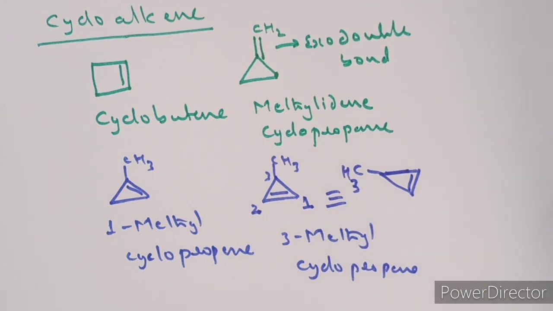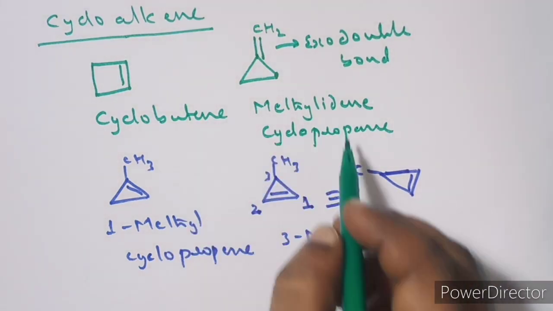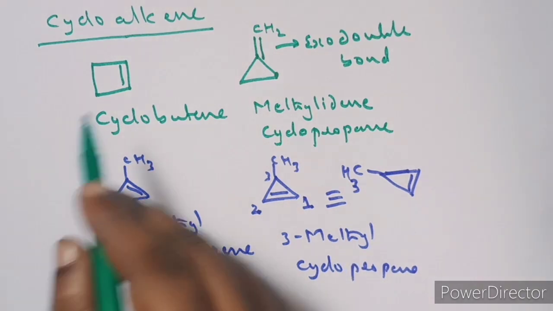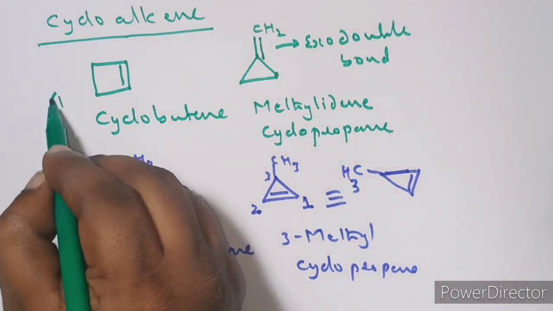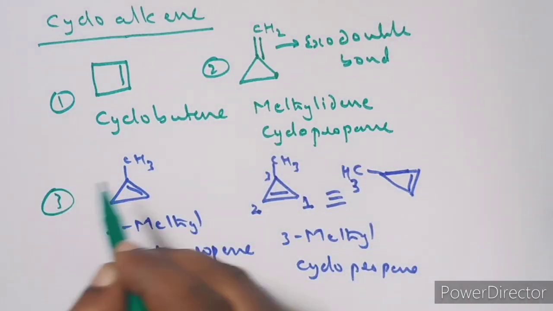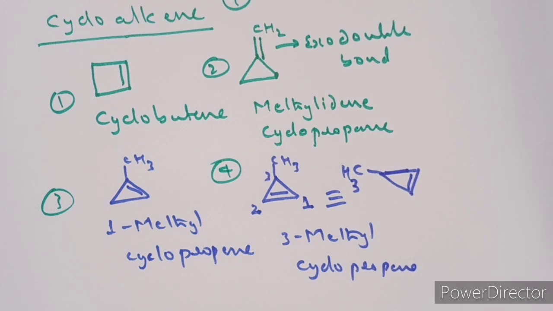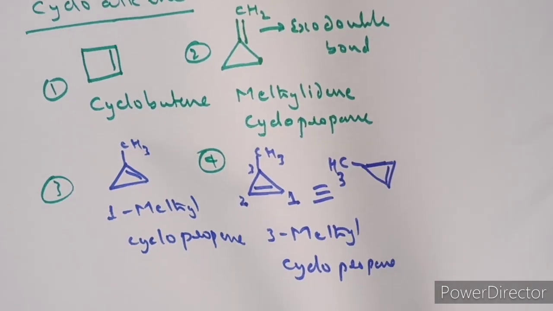So the number of possible 3-membered cyclic rings is how many? Generally we are writing these cycloalkenes. How many cycloalkenes are we writing? This is 1, 2, 3, 4. So 4 cycloalkenes we are writing. Next, the bicyclic ring.